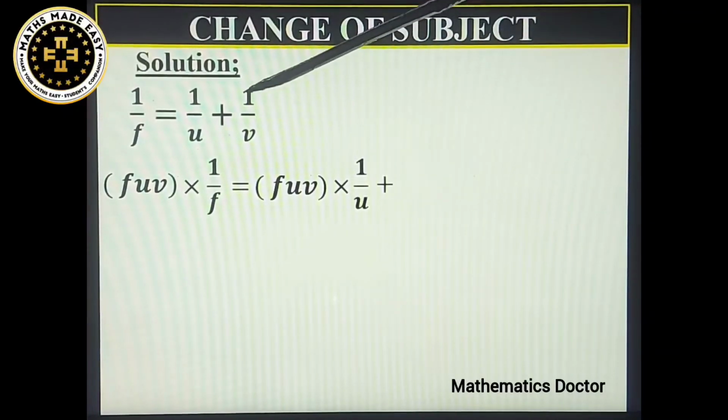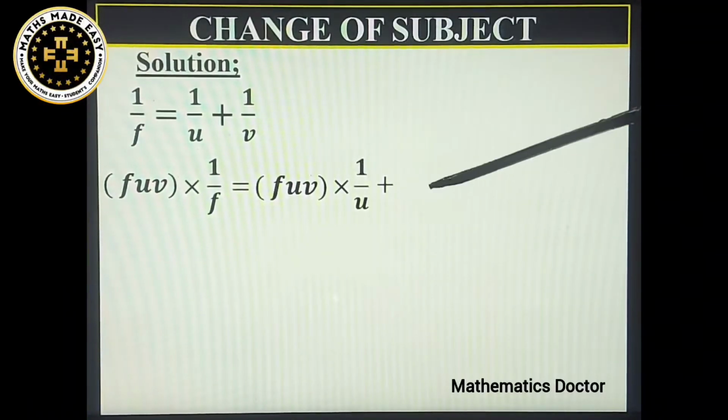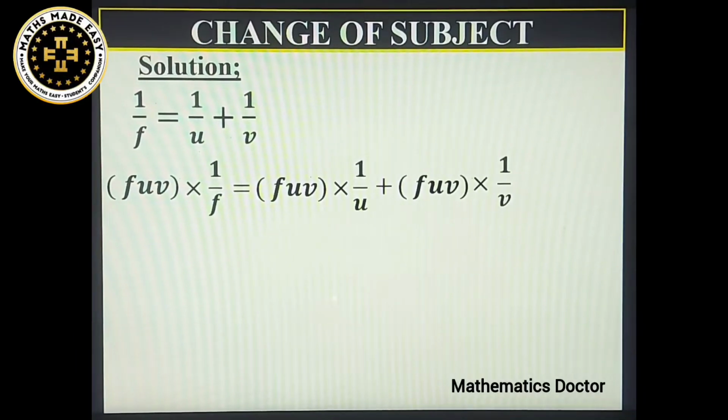Then the final term is 1 over v, which is also a fraction. So we will multiply fuv by 1 over v. Please take note that if a term happens to be a fraction, you will multiply. But that doesn't mean that if a term is not a fraction, you will not multiply the LCM by that term. Since there is an equal sign, each term, whether a fraction or not, must be multiplied by the LCM once you are using the LCM method.